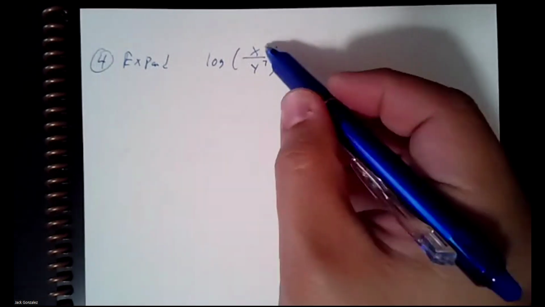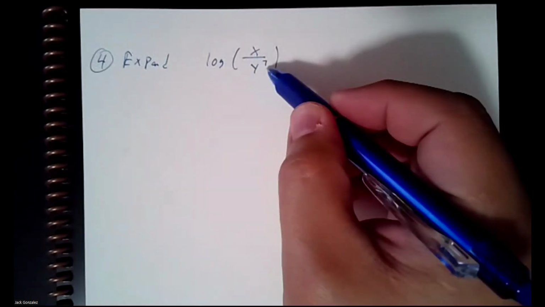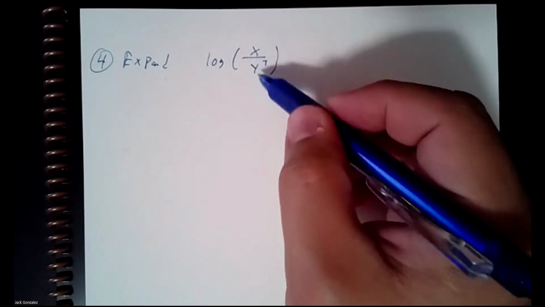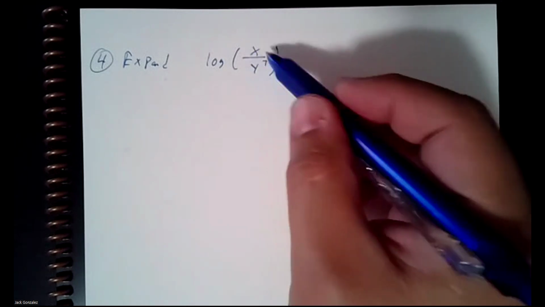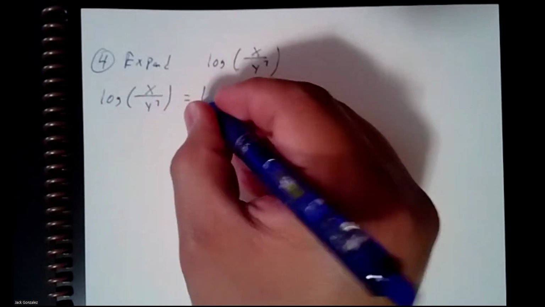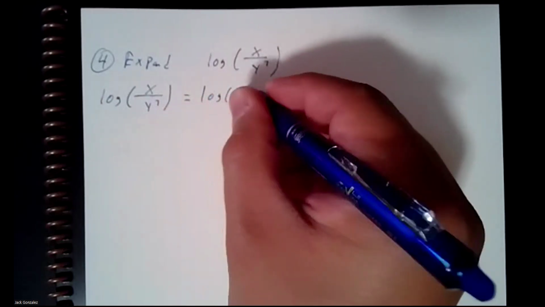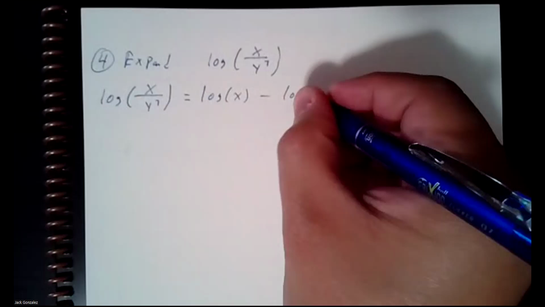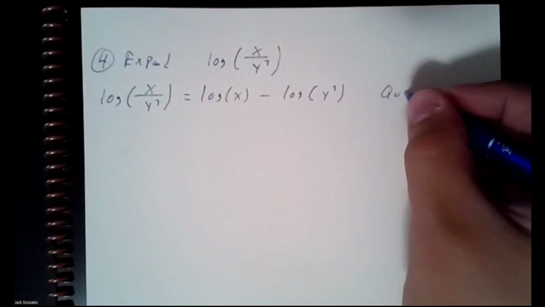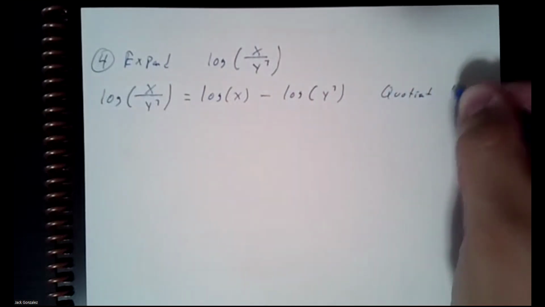So what's happening inside the log? Yeah, since it's division, since we have a quotient, we have to subtract, right? So the top one always goes first, minus the bottom one. So that's the quotient rule.